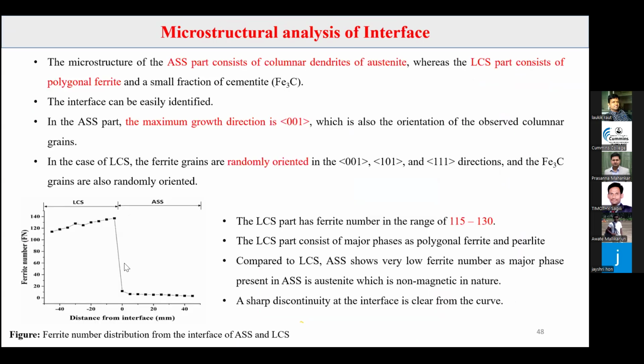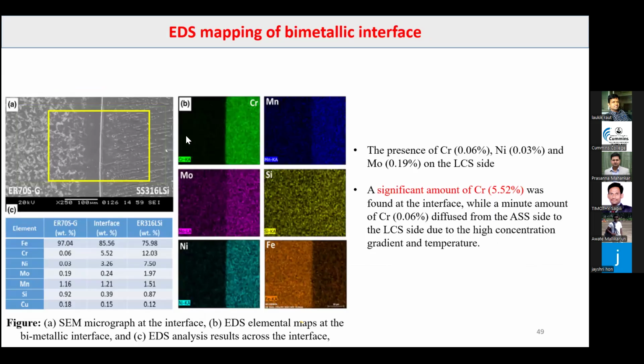Then again, I have measured the ferrite number along the interface. This is for the ASS part. Here you can see the ferrite number is very low, up to 10, and these are the ferrite numbers for the LCS part. The LCS has a ferrite number in the range 115 to 130 because the major phase is ferrite, whereas for ASS the major phase is austenite. That is why the FN is lower. And there is a sharp discontinuity. This is the interface. When we move from LCS to ASS, there is a sharp decline in the ferrite number.